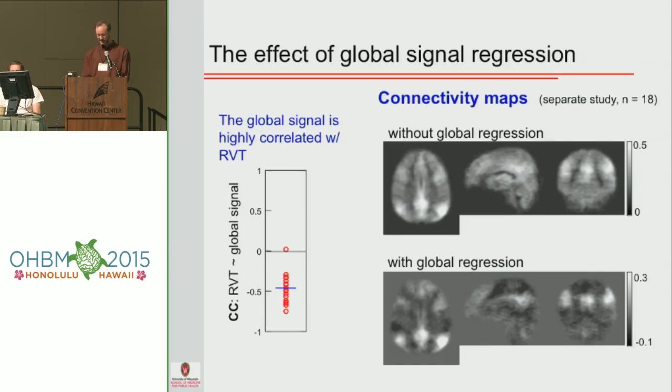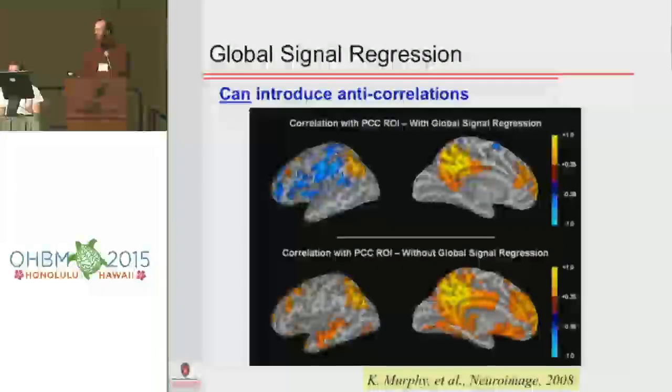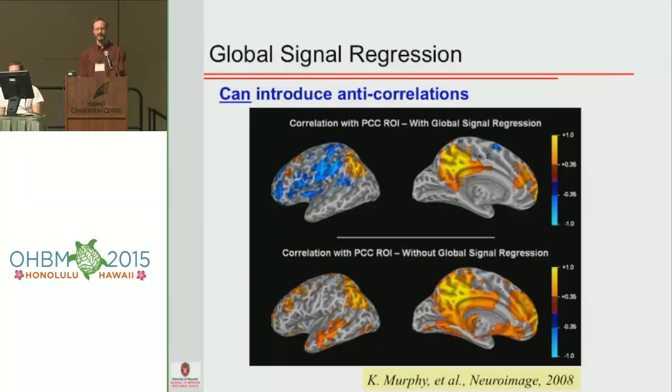The problem with it is that by definition, the global signal includes the signals that you're interested in as well. And it can be shown mathematically that you can introduce anti-correlations when you've done this global signal regression step. So on the bottom is what you see, a connectivity map when you don't do global signal regression, and at the top is what you see when you do global signal regression. And you see these anti-correlations.